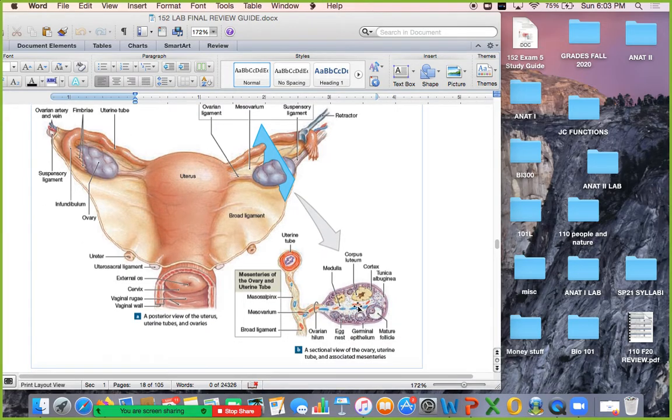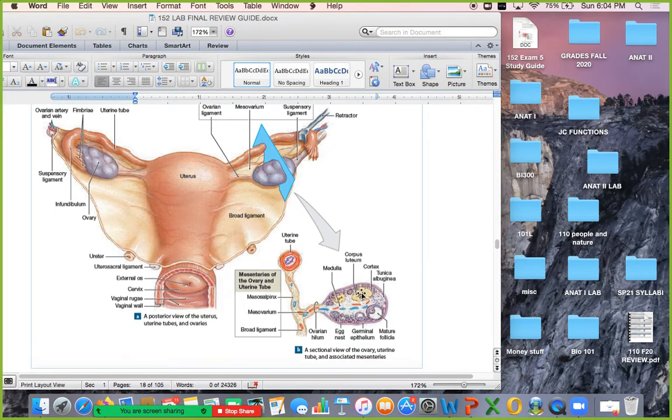The other thing of interest here is going to be the ovary. So here we have a cross section of the ovary where we're able to see the different stages of the ovary, including the early eggs, germinal epithelium, and mature follicle, which is known as a graafian follicle, and then that's going to rupture and turn into the corpus luteum.